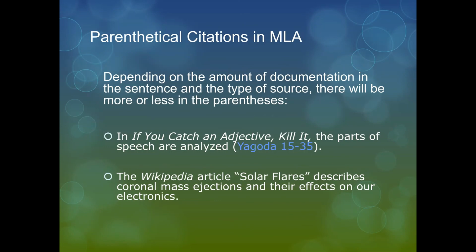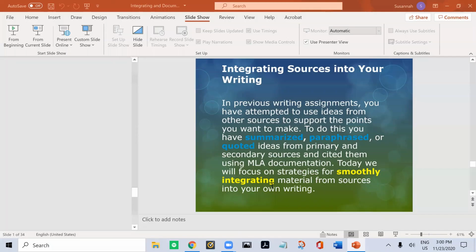So look at the second example here, the Wikipedia article, solar flares. Wikipedia and solar flares is all the information that you have about the source, and it's already been given. So there's no need for a parenthetical reference, because there are no page numbers on Wikipedia articles. And I hope that makes sense. Okay, and I guess that's the end of that presentation.